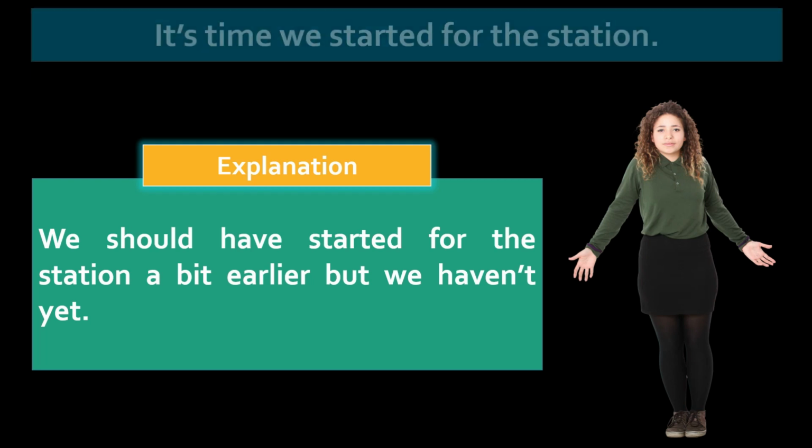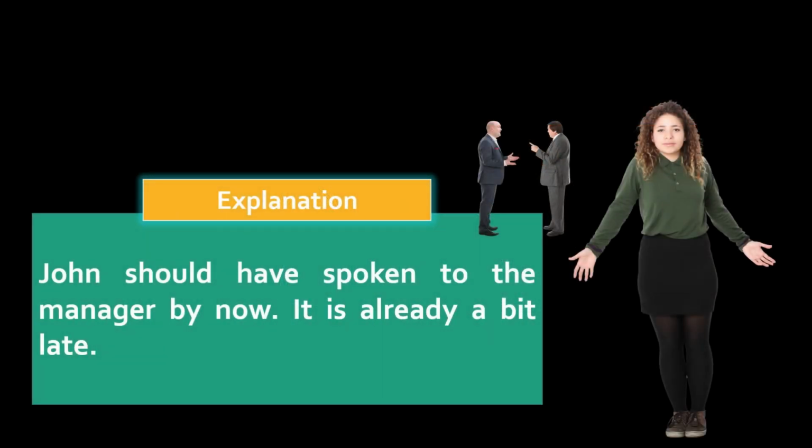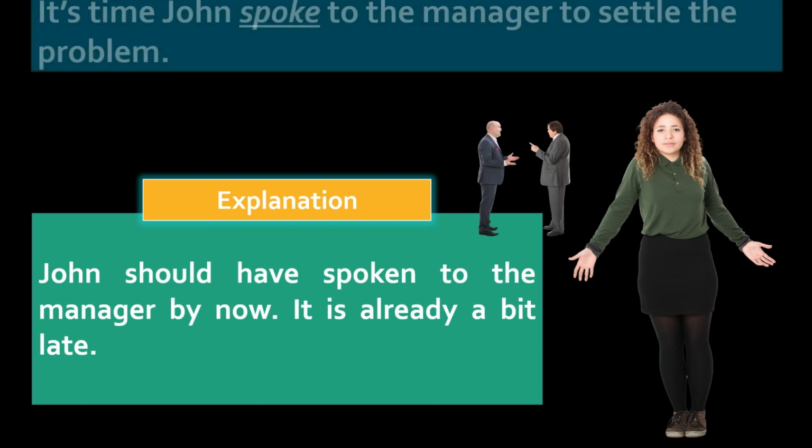Let's look at another example sentence: It's time John spoke to the manager to settle the problem. What does that mean? It means John should have spoken to the manager by now, but he hasn't done it. It is already a bit late. If John has to speak to the manager, it should be done in the present or in the future. So even though the structure has a past tense verb, it still conveys present or future meaning. Let's look at the next one.